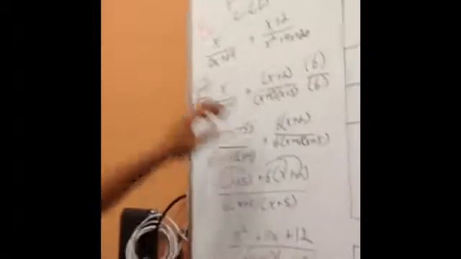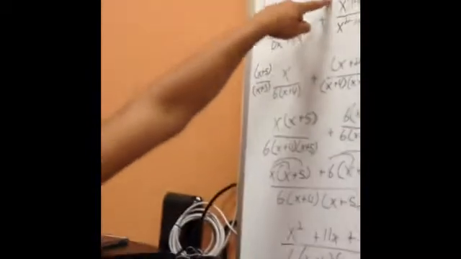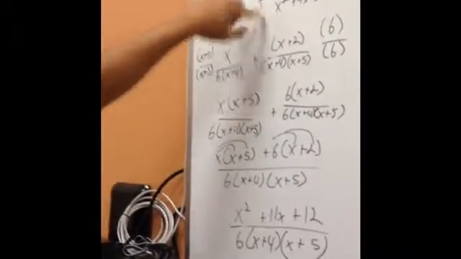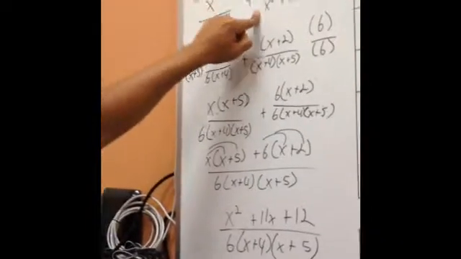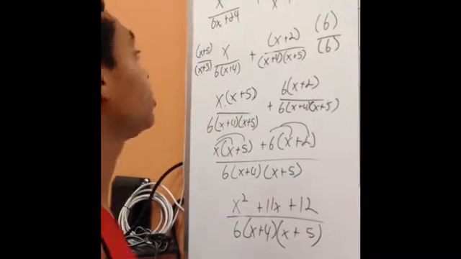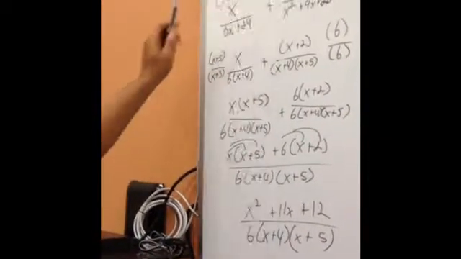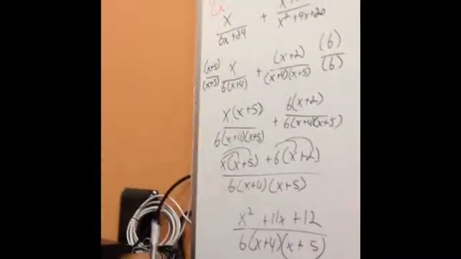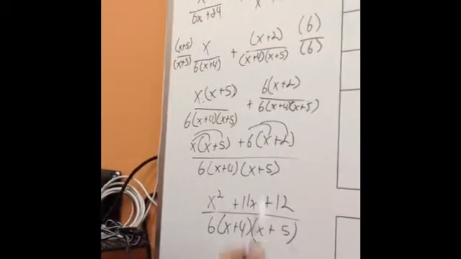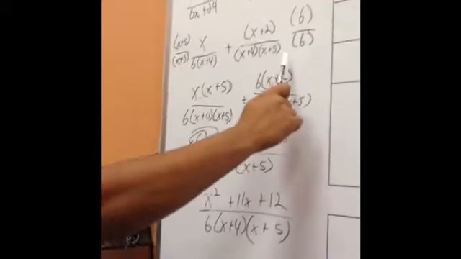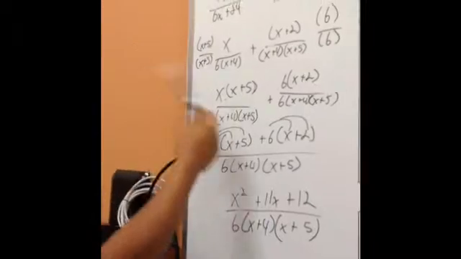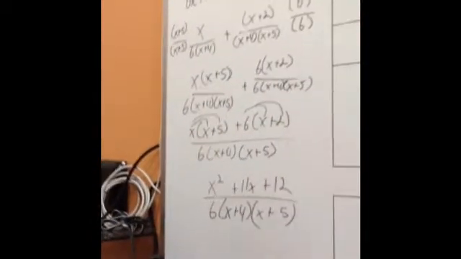This equation we are doing example 7.4. For this one, we're going to find the least common denominator. This equation is x over (6x + 24) plus (x + 2) over (x squared + 9x + 20). The least common denominator in this equation is 6 times (x + 4) times (x + 5). So for this one, we're going to have to multiply 6 on one side and (x + 5) on the other side to get our least common denominator.